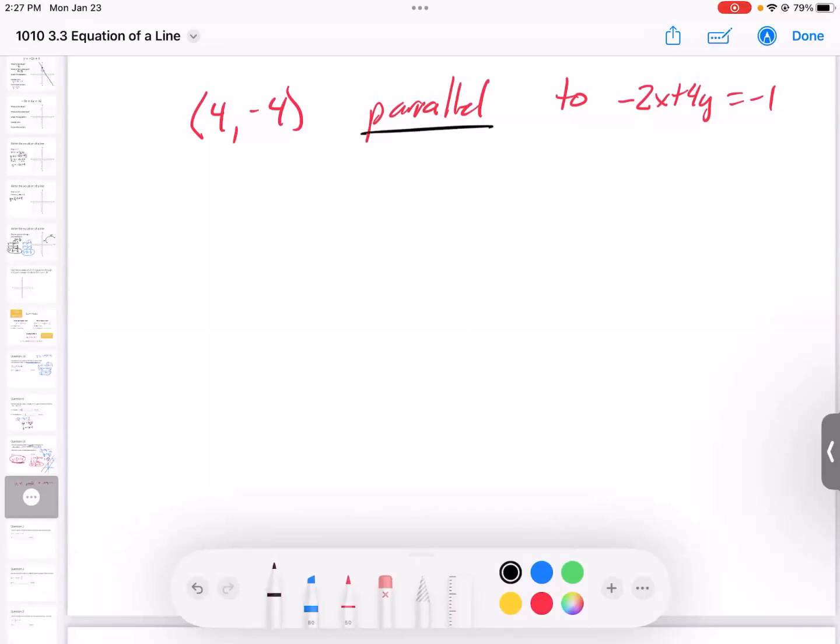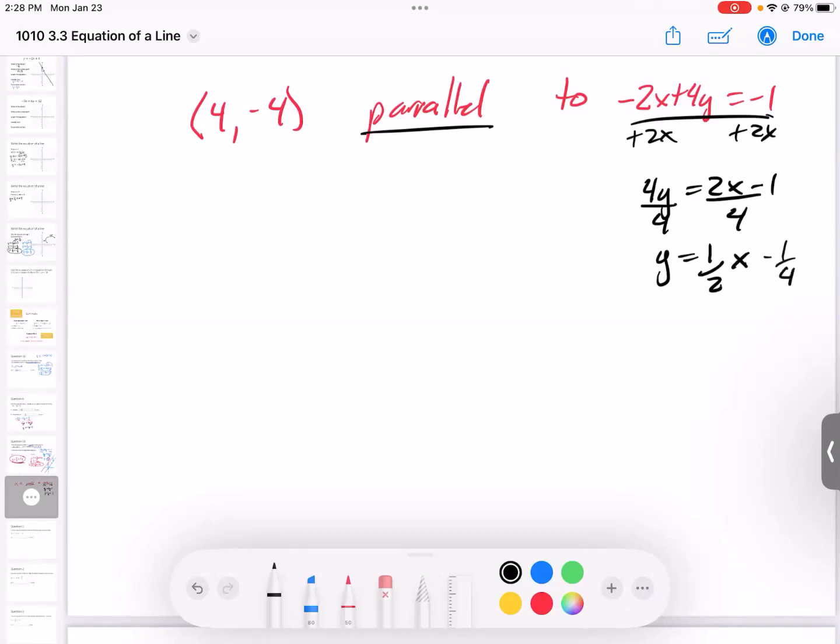because in order for the line to be parallel to this line, it needs to have the same slope. But with that equation, you can't tell what the slope is. So you want to get y by itself so that it's in slope intercept form. So I'll add 2x to both sides. And that gives 4y equals 2x minus 1. Divide both sides by 4. You'd get y equals 2/4 x, but you could write that as 1/2 because 2/4 reduces. And then -1 divided by 4 is -1/4. So this is the slope intercept equation for the equation they gave you.